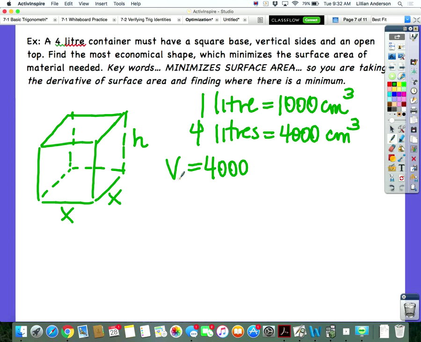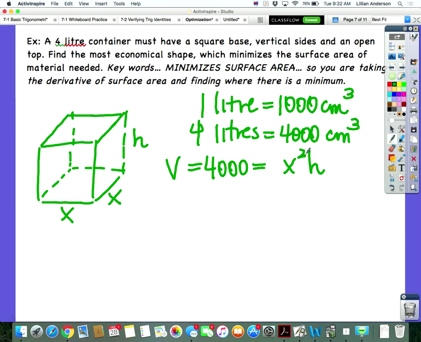And since this is a prism, or potentially a cube, what is the volume of the cube? What's the formula? Length times width times height. But we already know that the length and the width are both x. So we'll do x times x times h, or nicely written as what? x times x times h.